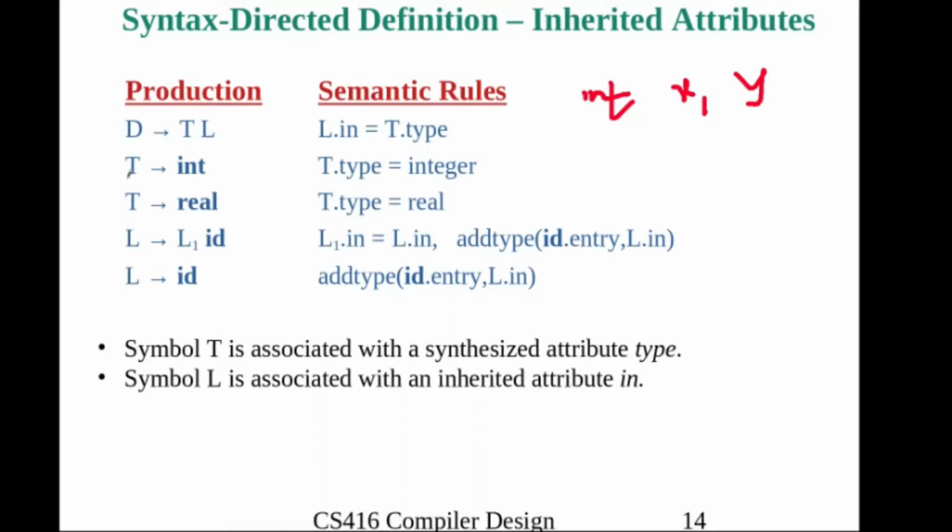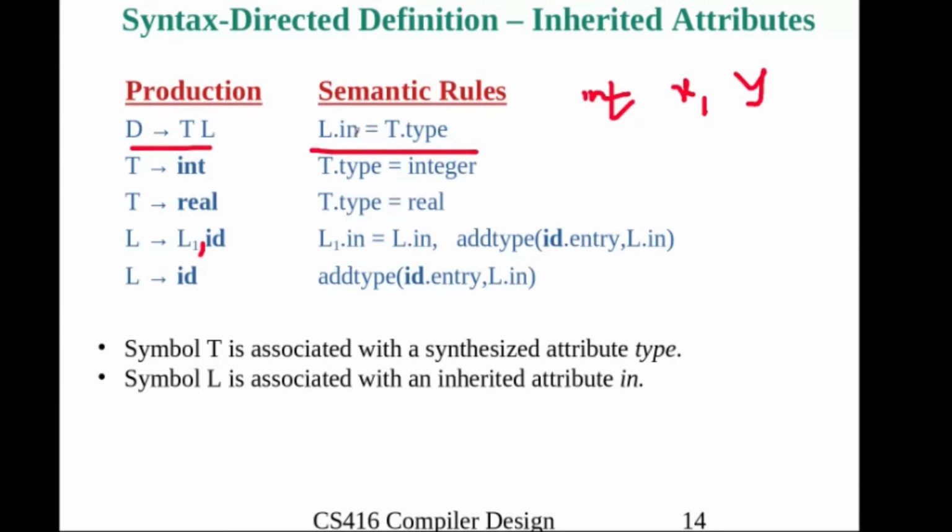And what is a type? Type may be integer, type may be real. What is the definition of the variables? Like L1 comma ID. Here you can put a comma also. And L gives ID. So this is the production, and the corresponding rule is L dot in is equal to T dot type.